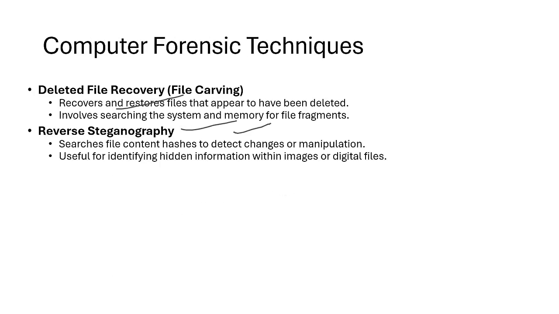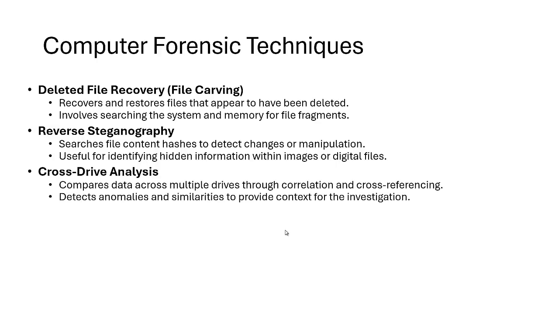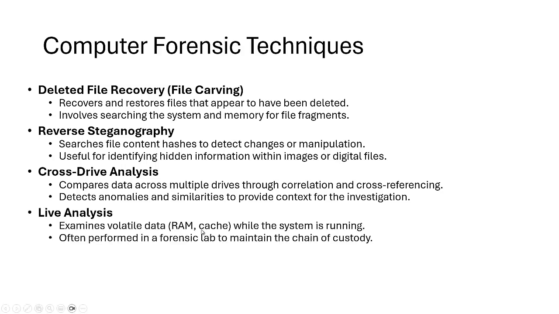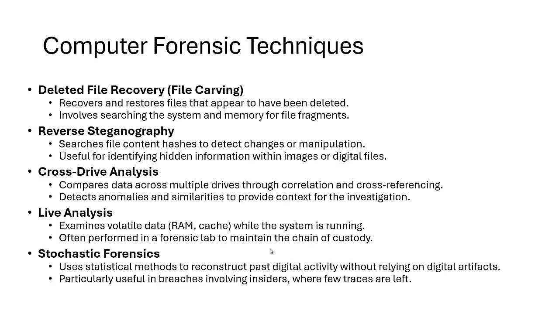Along with that, we also need to check what process they're using for data file recovery. We have to make sure they recover and restore files that appear to be deleted. This involves searching system memory, reverse steganography, and cross-drive analysis, where we compare data across multiple drives through correlations and detect anomalies. Along with that, we have to see how they examine the volatile data, which is performed in forensic labs, and whether they use any kind of statistical forensics, where they use statistical methods to reconstruct past activities, because that can help them understand the event.